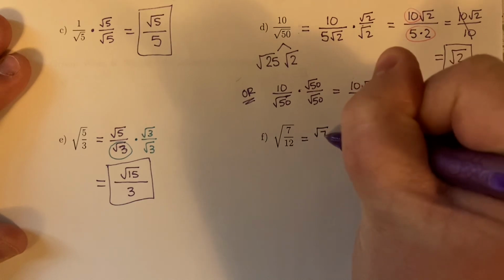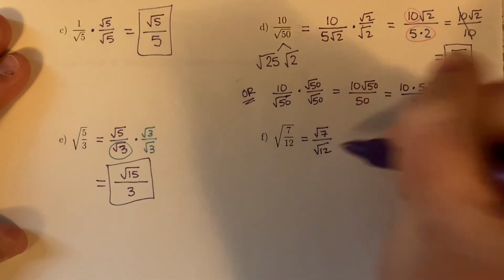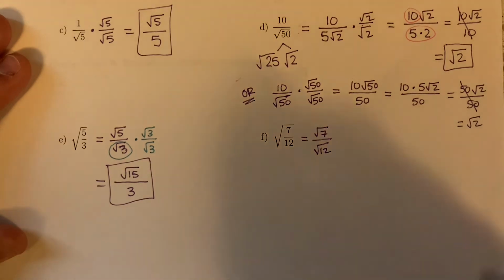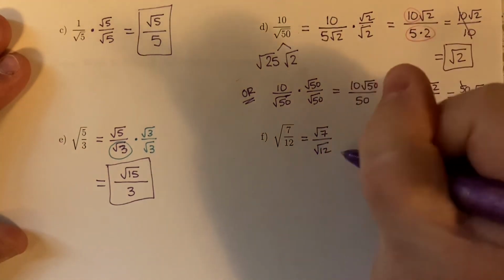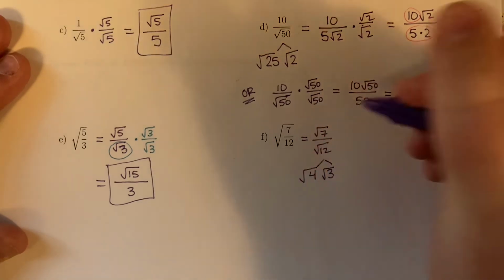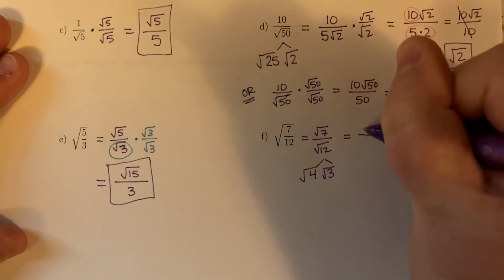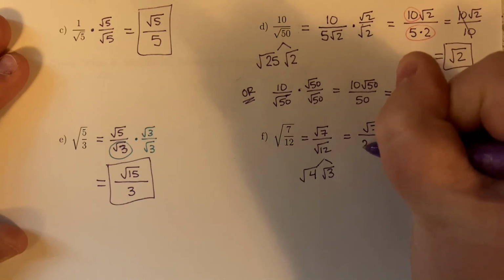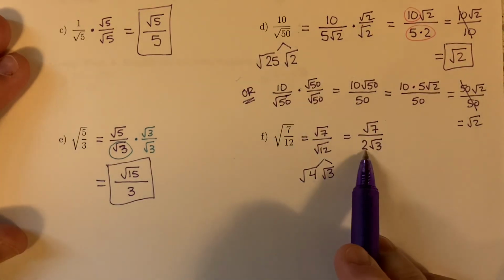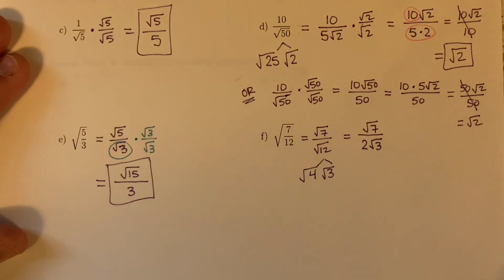Nice. All right, square root of 7 over square root of 12. Are there any perfect squares that go into 7 or 12? Yes. 12 is 4 times 3, and 4 is a perfect square. So on the bottom, it becomes 2 square root of 3. Square root of 4 makes 2. Square root of 3 doesn't simplify.